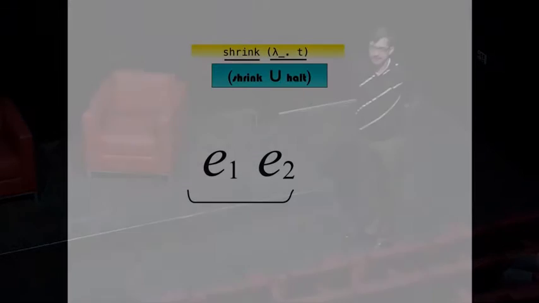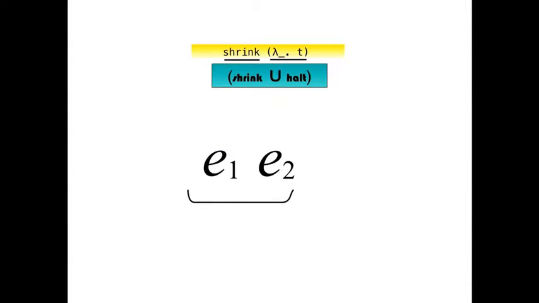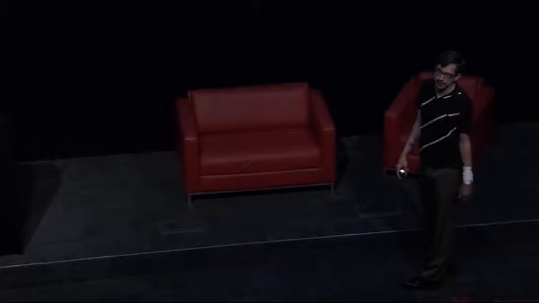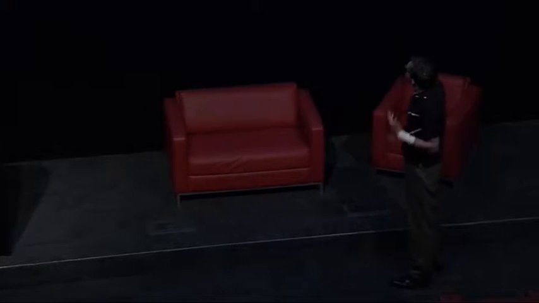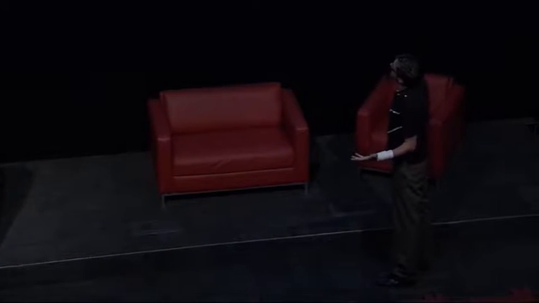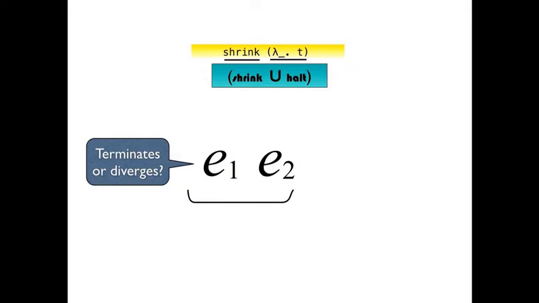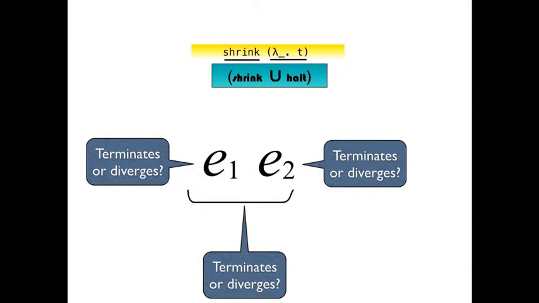Okay, so what's the key issue here? If we have something like a function application, like here when we're applying shrink to lambda.t, and we want to check whether shrink strong until halt happens, the problem is there are a couple of things that might happen. When we look at the reduction of E1, we don't know if it's going to terminate or diverge. Same thing for the reduction of E2. And then, of course, there's also what happens when you apply the reduced E1 to the reduced E2. So again, we don't know.